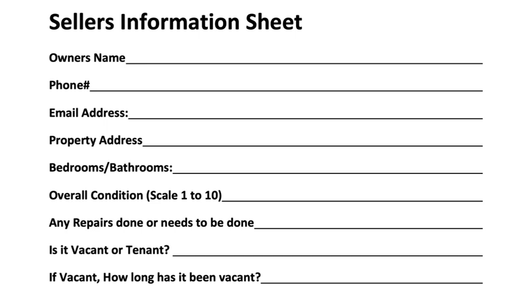Now, these next questions here are build up questions for your offer, all right? The first one is you're going to ask them, on a scale of 1 to 10, let me know your overall condition of the property. Believe it or not, a lot of sellers are going to say 5 or 6. And then the next question is, are there any repairs that need to be done or that have been done to the property?